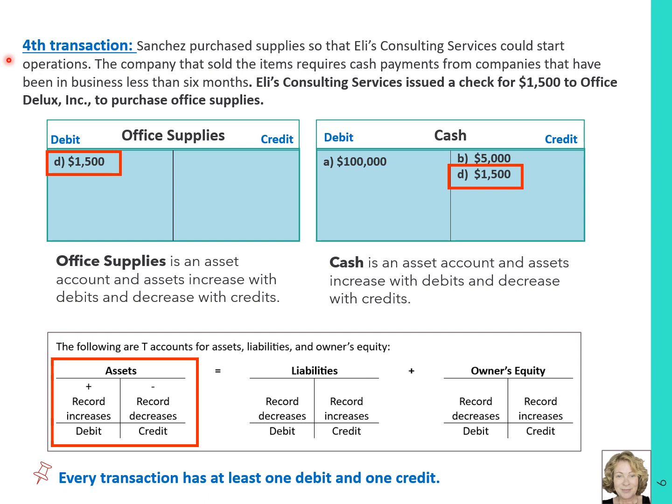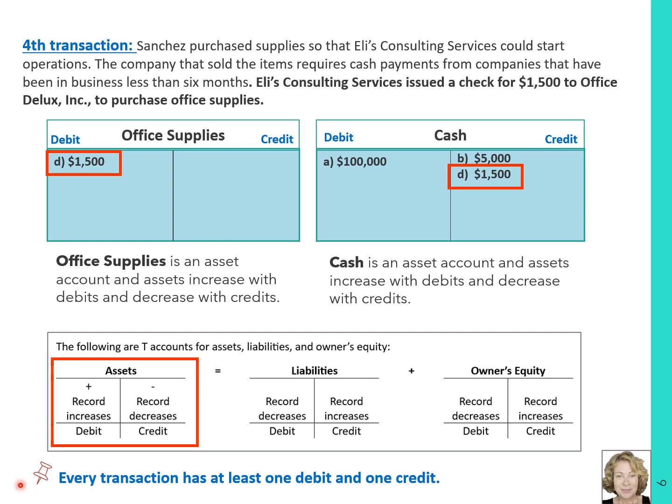Office supplies is an asset and increases on the left side with a debit. And so we'll debit the account office supplies for $1,500. The second part of our transaction must therefore be a credit, because all transactions have at least one debit and one credit, and each transaction must balance. The first part of our transaction was already a debit.